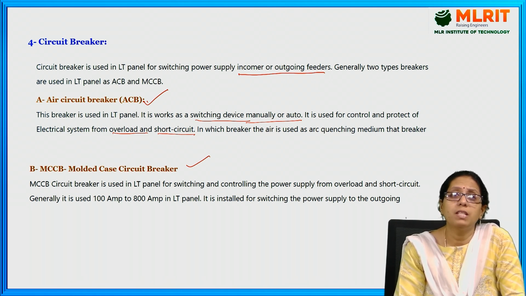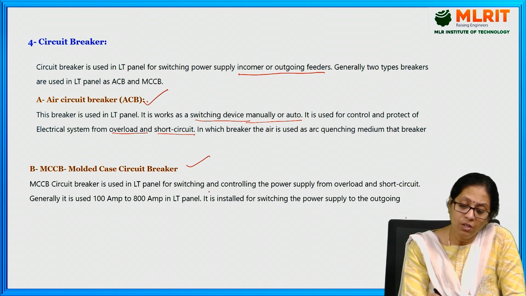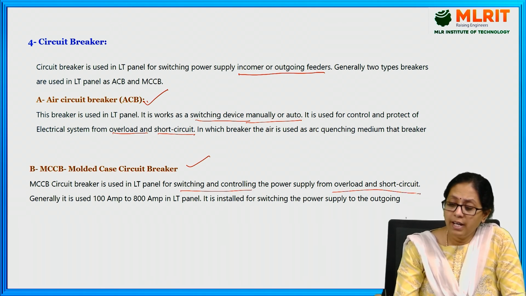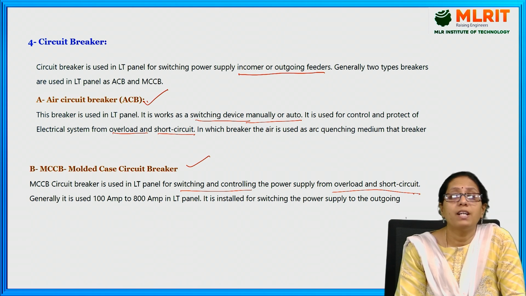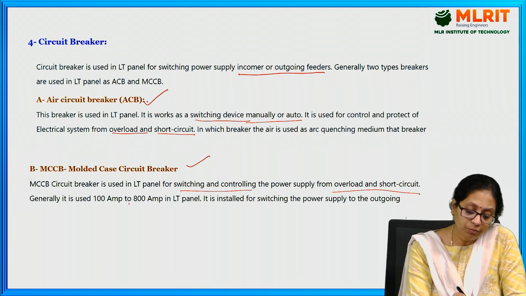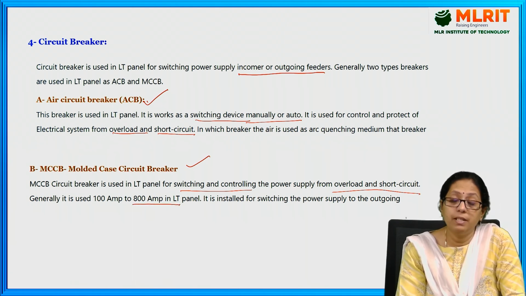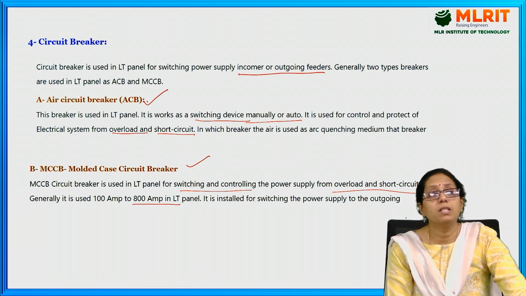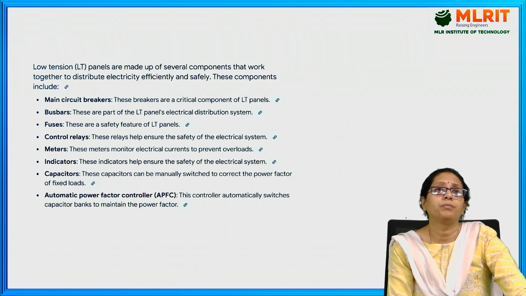MCB. MCB is used in LT panels for switching and controlling, and protecting from overload as well as short circuit, and generally it is used up to 800 amperes in LT panels. So both the circuit breakers, ACB as well as MCCBs, are being used in these LT panels.